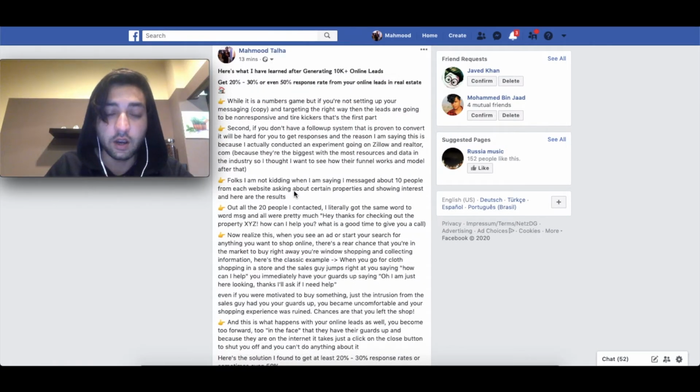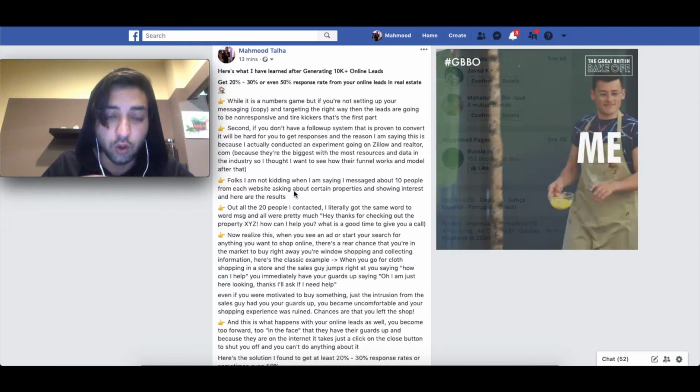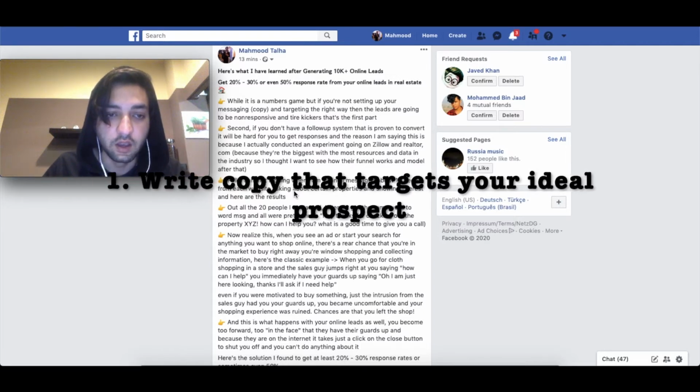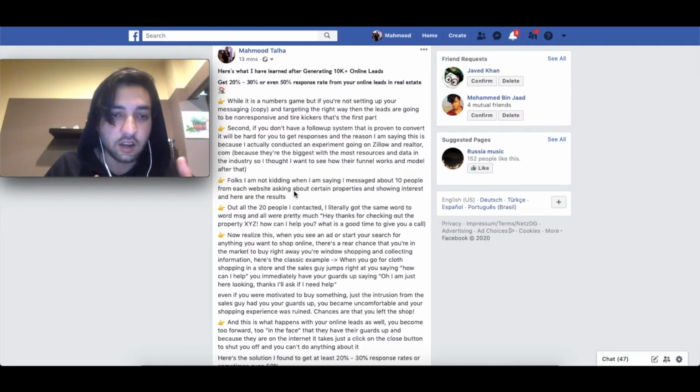If you're not targeting the right people, if your messaging is not right, if your follow-up scripts and follow-up sequences are not right, if they're not hitting the right pain points, and they're not asking for smaller commitments, there's no way you can generate 1,000 leads and not still end up with weak leads and no response at all. So it's not just a numbers game because, number one, you have to set up your messaging, aka the copy, the right way to eliminate as much as you can the tire kickers in the marketplace. Okay, that's the first part.